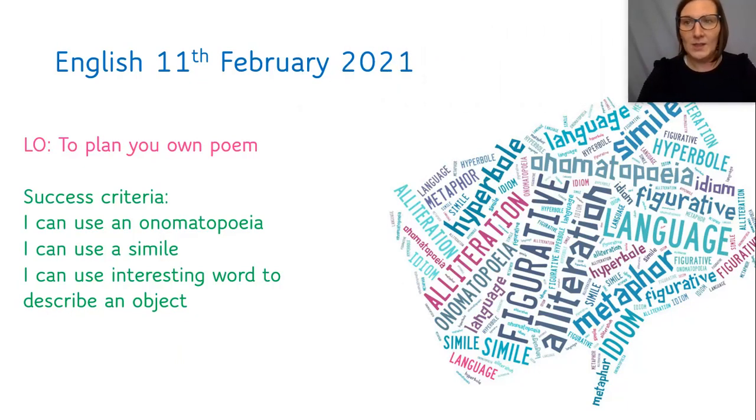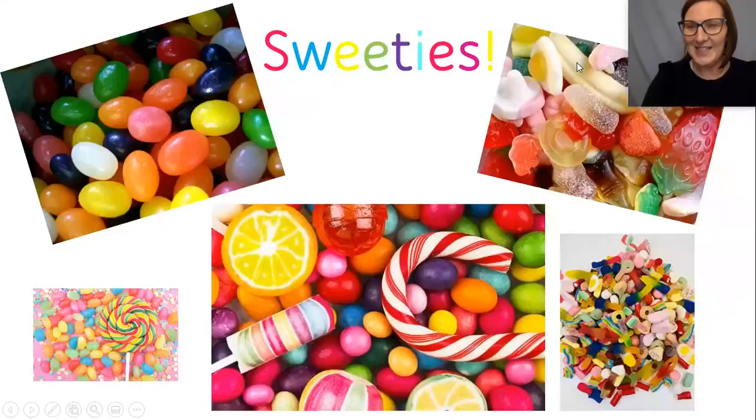Okay, let's go on for today then. Let me just move over to the corner. All right then. Today you have been doing some fabulous work with your shape poems so far. Today we're going to plan a shape poem, ready to write our final one tomorrow. To be successful today, you need to remember to use an onomatopoeia, to see if you can use a simile, and to use interesting words to describe an object. Okay, so let's continue with our lesson today.